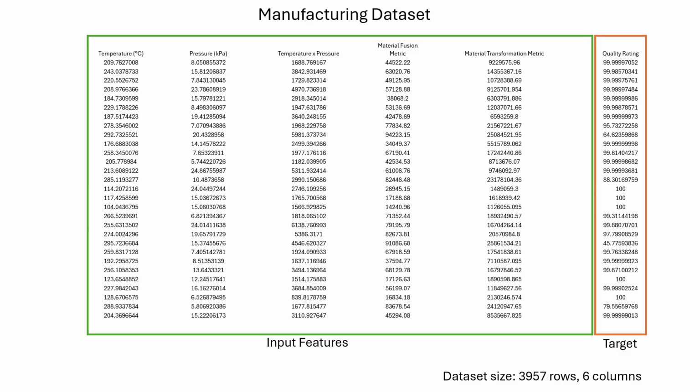The dataset contains 3,957 rows and 6 columns, with 5 input features and 1 target variable. This makes it a suitable candidate for a multivariable regression model. We'll be using KNeighborsRegressor to predict the quality rating based on these input features.